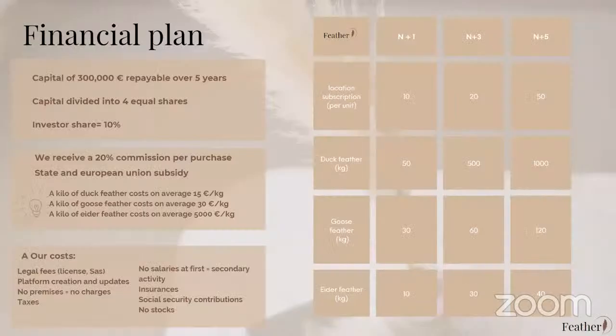So for the financial plan, we think about a capital of 300,000 euros repayable over 5 years. We are fully aware that we will not be profitable at the beginning because we need to find suppliers and we need to find clients. So in order to have enough people to help us, we will have one investor and we will share the job between my partners and the investor.